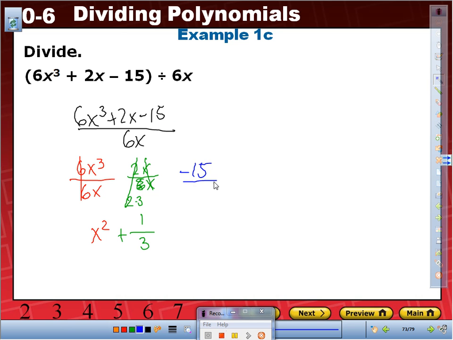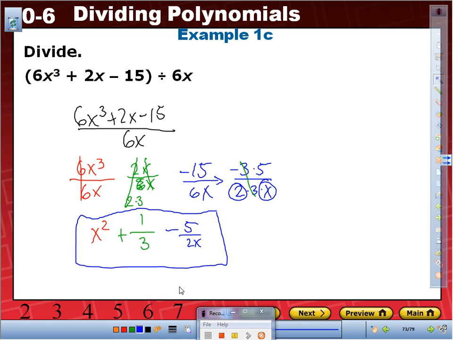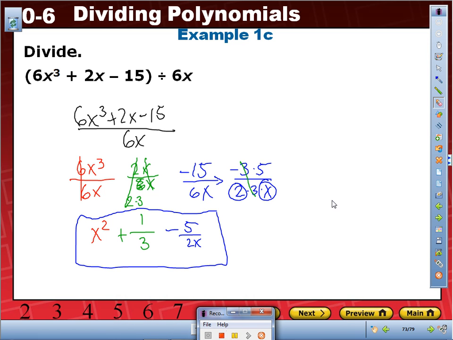Negative 15 over 6x. Once again, we can factor it out. This is negative 3 times 5 over 2 times 3 times x. Do you see the giant 1? Yeah, right here. What's left on the numerator? Negative 5 over 2x. And we're done. Yes? Okay, so far so good.